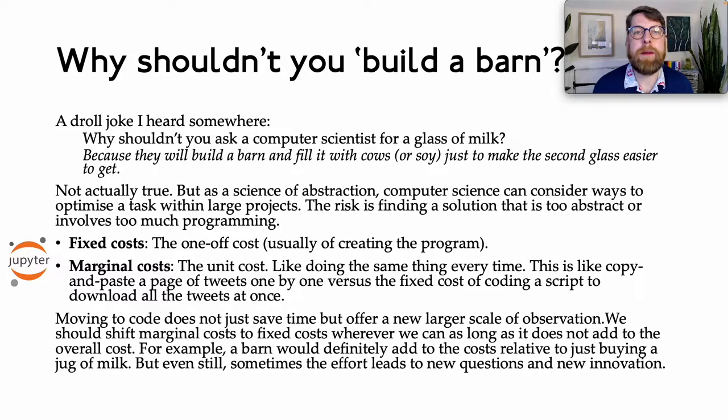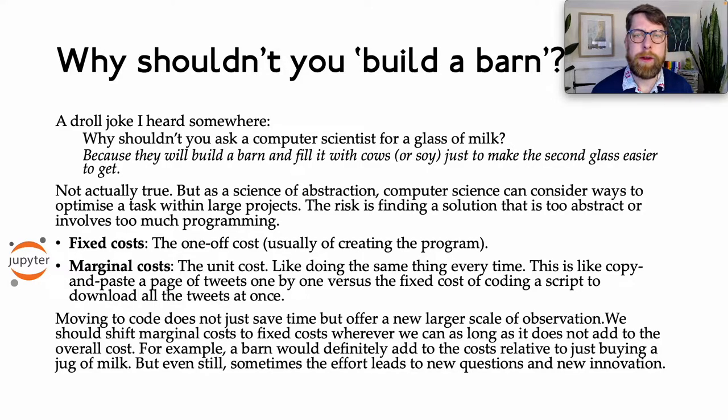So the way I like to think about this is in terms of, and it's borrowing from economic theory, fixed costs and marginal costs. So a fixed cost is the one-off cost. It's like the cost of buying an oven. And then the marginal cost is the cost of having to buy food every day. And I guess the electricity that's going to go into running the oven.